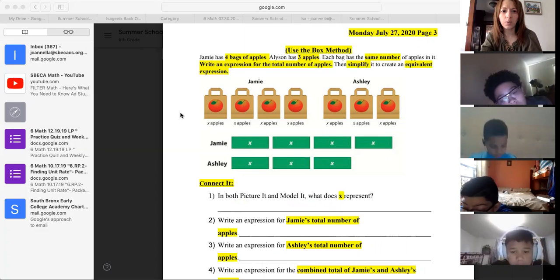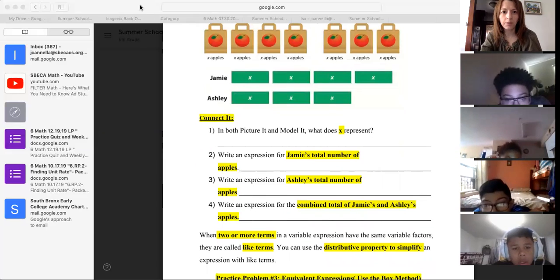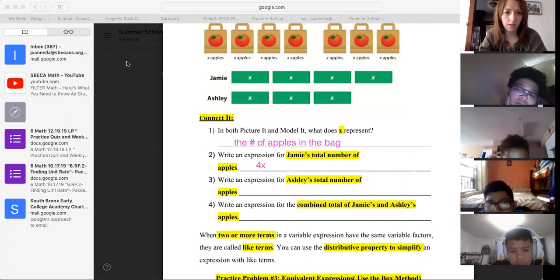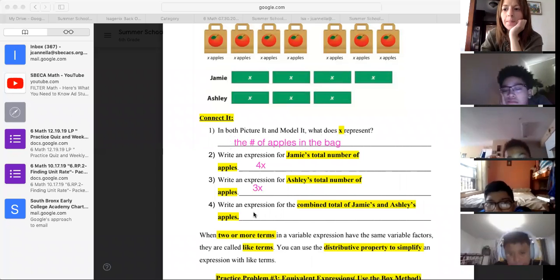The reason why I erased this is because I want to move up now. I want to show you what we have to do at the bottom. Wait, I didn't get all of it. I'm going to rewrite it. Relax. I'm going to rewrite it, everybody. I just want it to go up. Let me put the text box. I got you. Carlton, that was you, right? The number of apples in the bag. This was 4X. This was, okay, 3. Now, Jaden, write an expression for the combined total. What's the combined? Add or subtract?